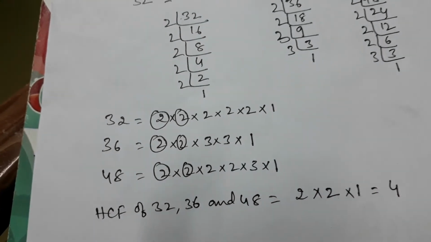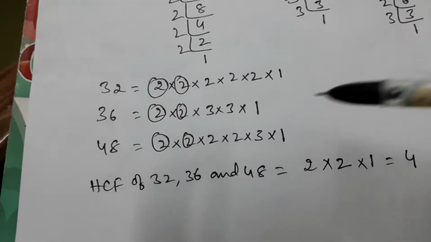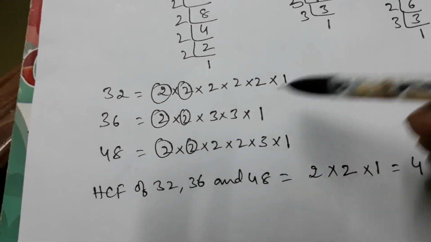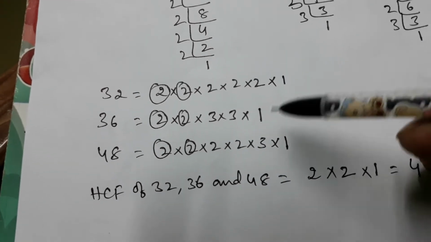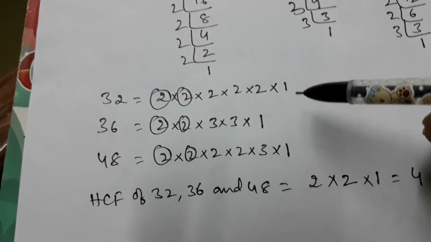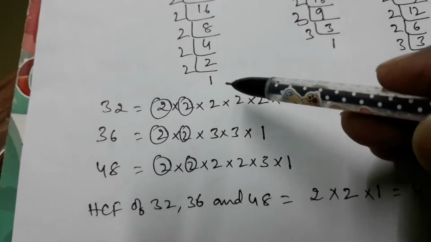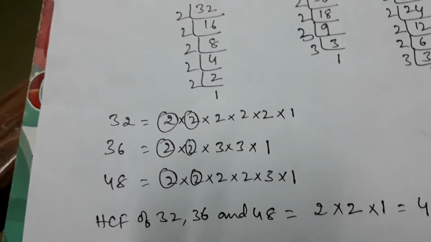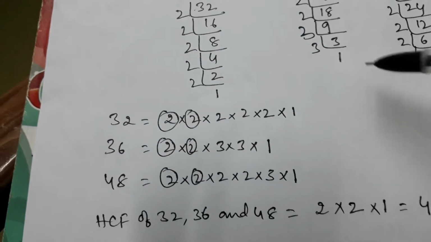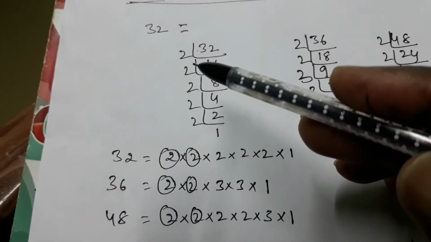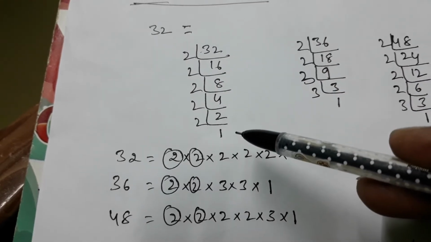Now you got the prime factors. These are all prime factors except one. One is not prime, and not composite either. Here, just write one as it is. You write all the prime factors, and one also you take. So 32 is equal to the multiplication of all these.